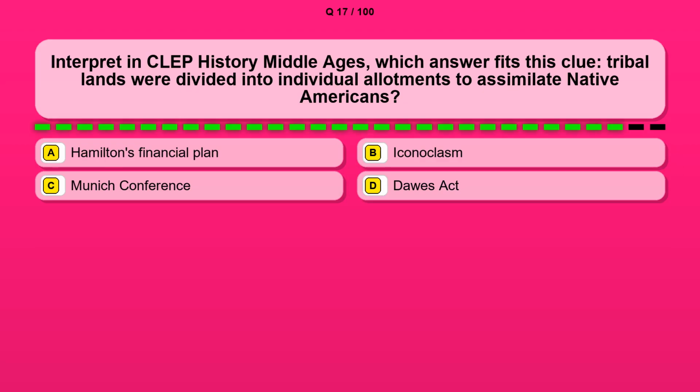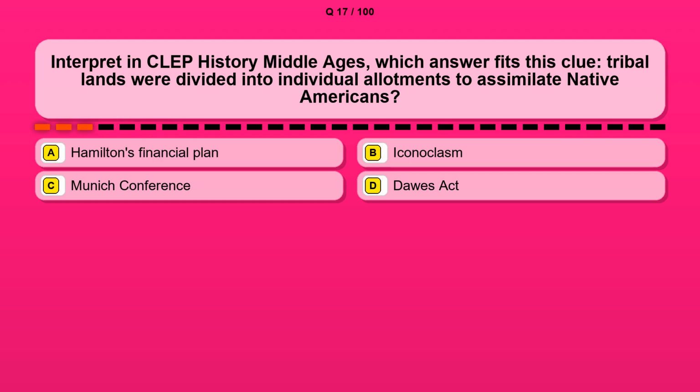Question 17. Interpret in CLEP History Middle Ages, which answer fits this clue. Tribal lands were divided into individual allotments to assimilate Native Americans. Option A, Hamilton's financial plan. Option B, iconoclasm. Option C, Munich Conference. Option D, Dawes Act.